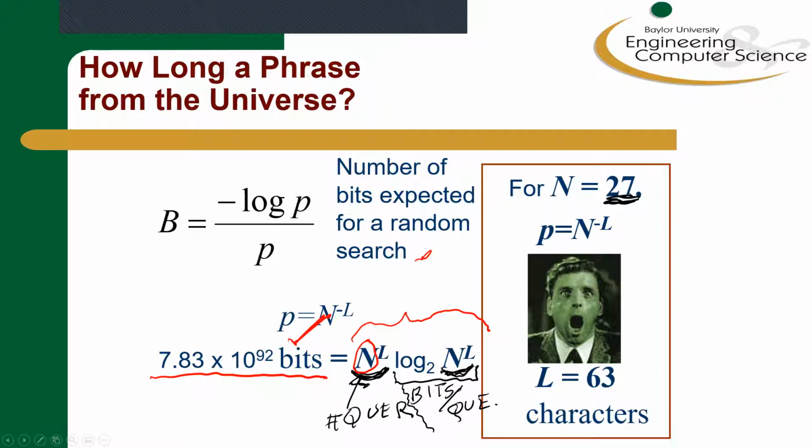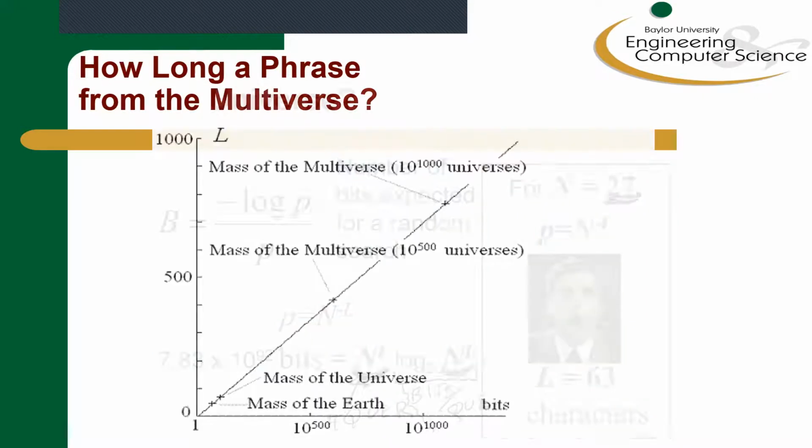Now that's astonishing. For a specific target of length 63, searching for it with no domain expertise, just saying, is this it? Yes. Is this it? No. Is this it? No. We would exhaust the computational power of the universe in a statement of 63 letters. Now, that is getting to the point of impossible. Then, according to Borel's law, it would be impossible.